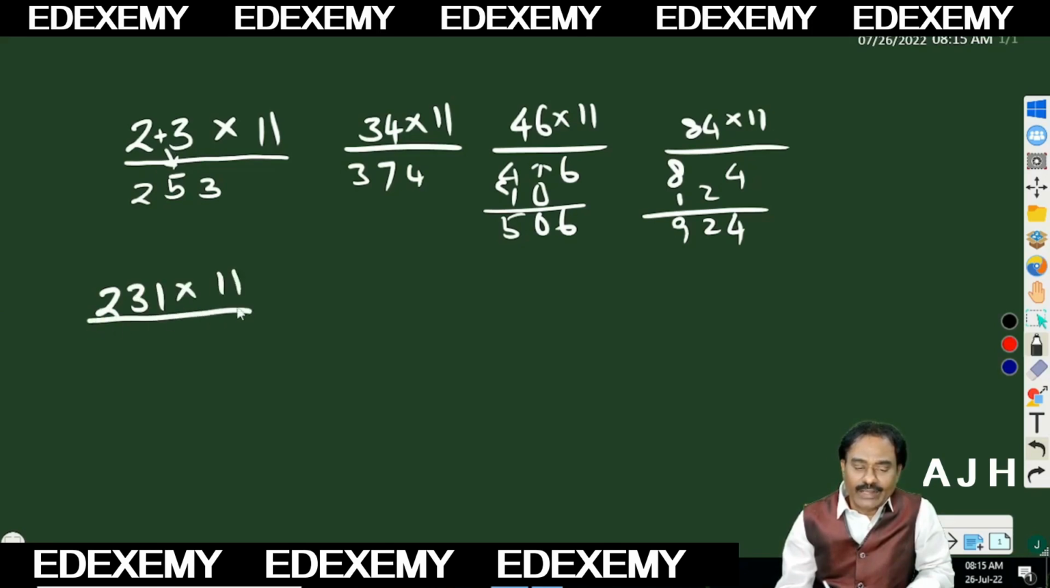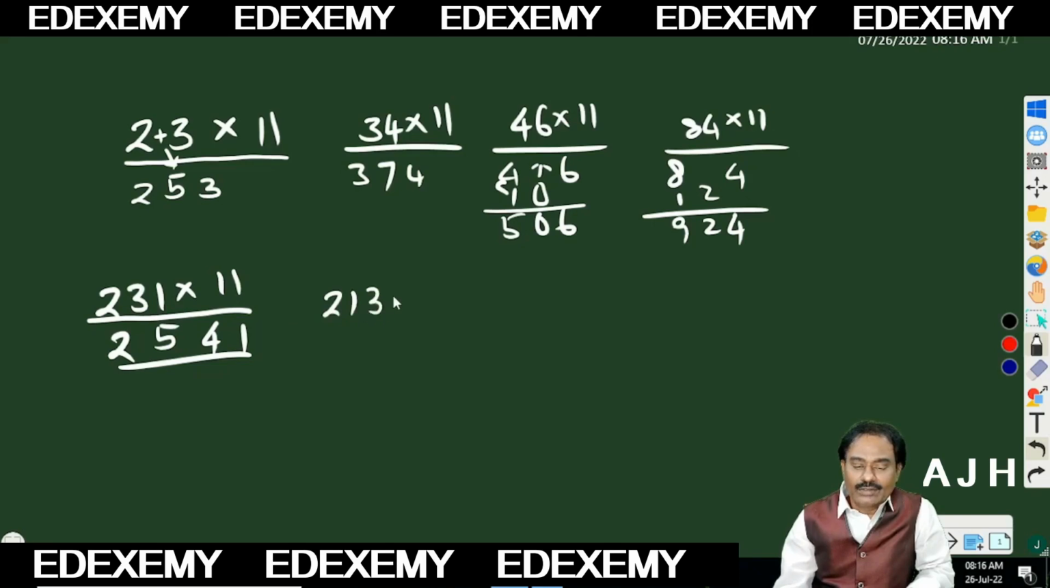Now we will see for a 3-digit number, 231 into 11. You separate the 2 and 1. Now 3 plus 1 is 4. 1 plus 3 is 4. Now 3 plus 2 is 5. Like that you have to add the immediate next two numbers and put it in the middle, and the first and last numbers will be the same. Therefore the answer is 2541.